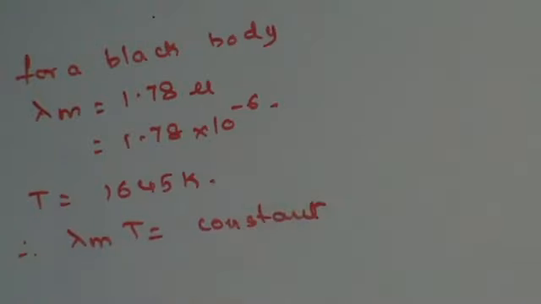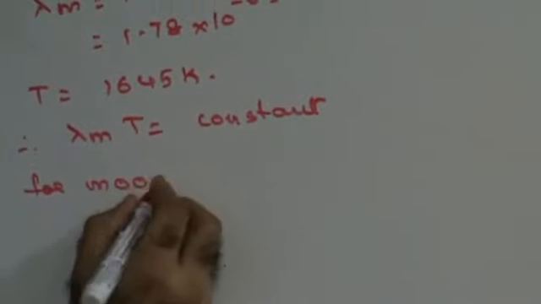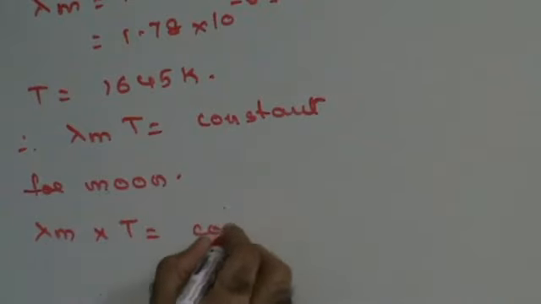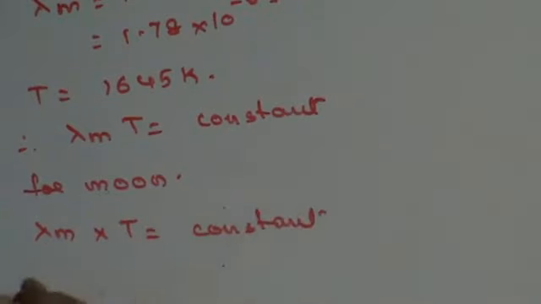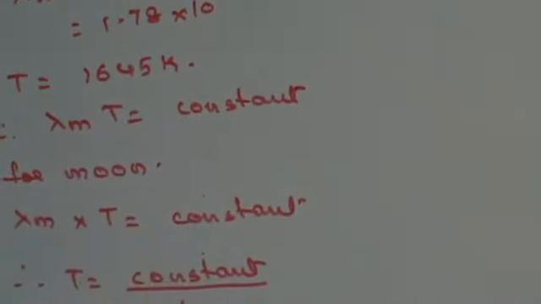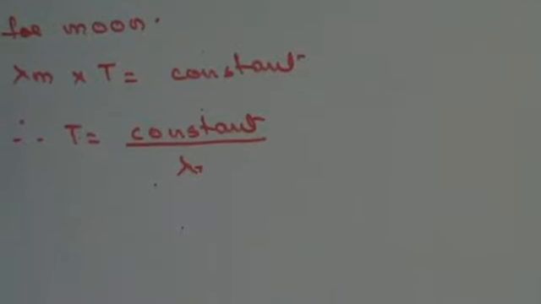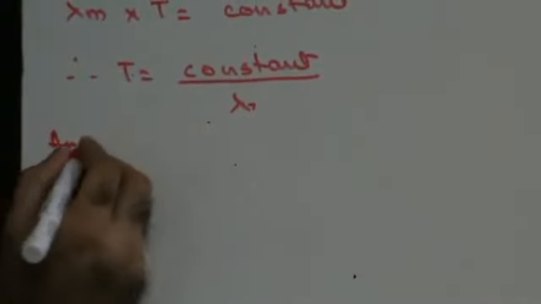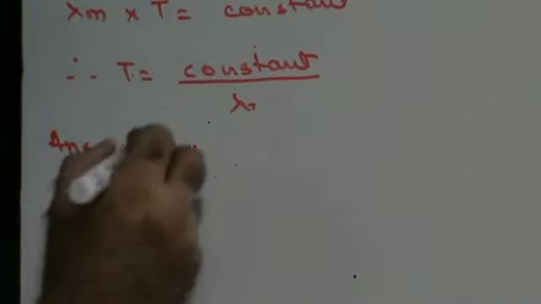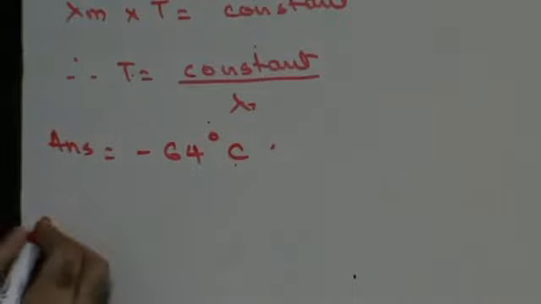Once you have the constant, for the moon lambda m into T should give you the same constant. So the temperature of the moon will be constant upon lambda m for the moon. Constant value you will find out from here. Substitute in the second equation, you should get your answer. The answer should be minus 64 degrees Celsius. Next, take on the next one please.